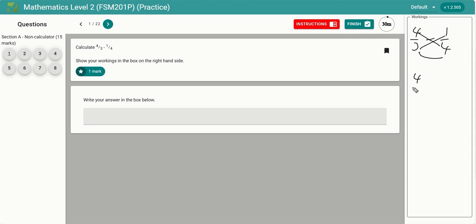So let's just write that out again. 4 over 3 minus 1 over 4. So 4 times by 4 is 16, minus 1 times by 3 is 3, all over 3 times by 4, which is 12. 16 take away 3 is 13, so that's 13 over 12, which is 1 and 1/12. So there we go, 1 and 1 over 12.